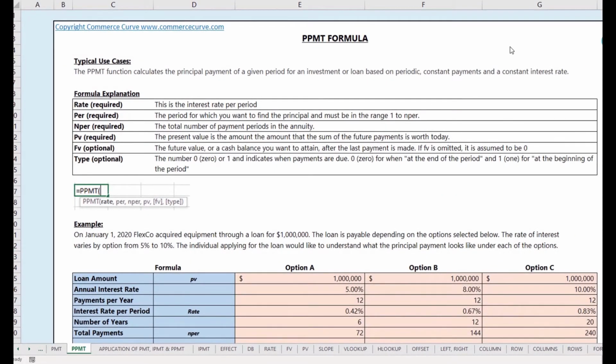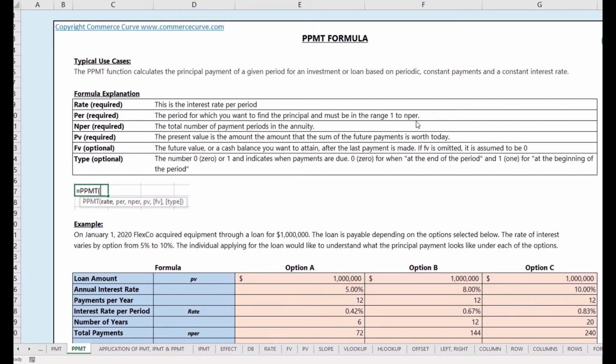So in our example, on January 1st, 2020, Flexco acquired equipment through a loan for $1 million. The loan is payable depending on the options selected below. So there's options A, B, and C. The rate of interest varies by option from 5% to 10%. Option A is at 5%, option B is at 8%, and option C has a loan at 10%.